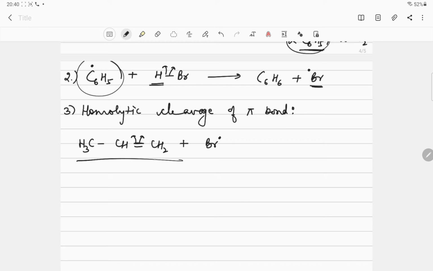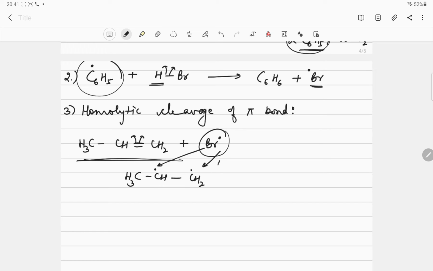So if it is undergoing homolytic cleavage, what are the species we may obtain? We will be obtaining CH3CH with an odd electron. It will be a single bond now. CH2 with an odd electron. It will be like this because the pi bond is undergoing homolytic cleavage. Sigma bond is still retained. Now this bromide free radical can pair up this electron or this bromide free radical can pair up this electron.